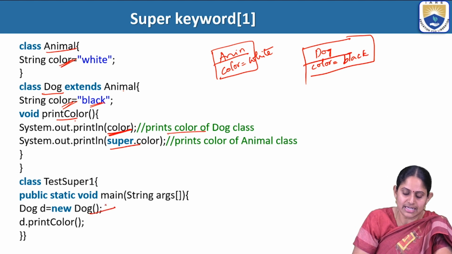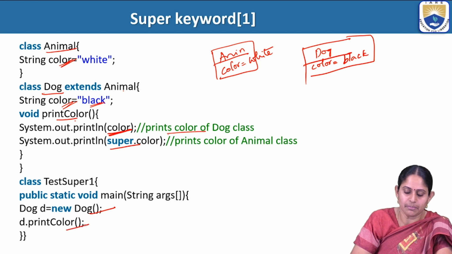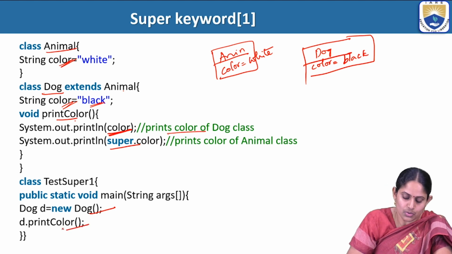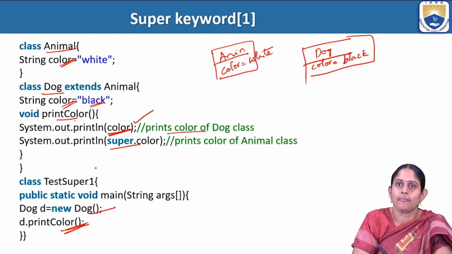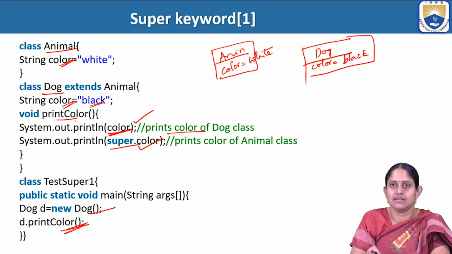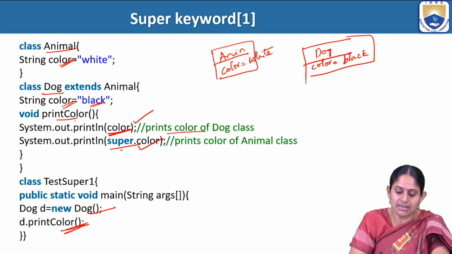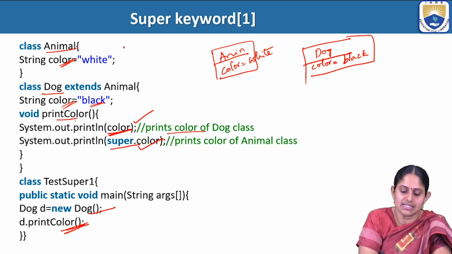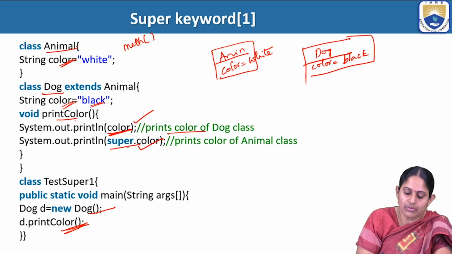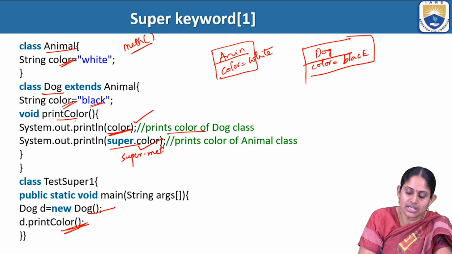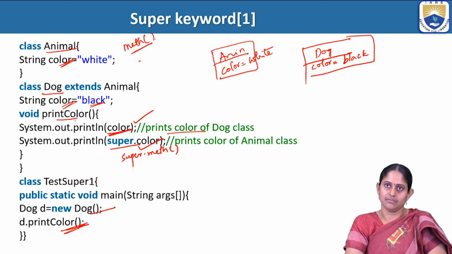Now here we are creating an object of the dog class, and we are calling printColor on that object. When printColor is called, it will print the dog class color as well as the animal class color because of the super.color parameter. Similarly, if there was a method inside the animal class, say meth, you can invoke the superclass method by super.meth. It will invoke that particular method of the parent class.